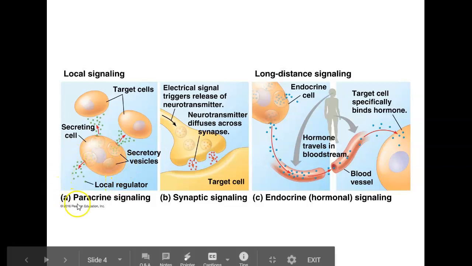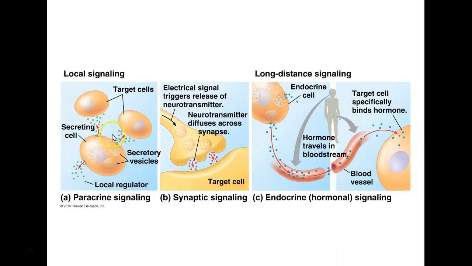Paracrine signaling is also another local signaling type. It is, again, where secretory vesicles are unloading some kind of growth factor or signaling molecule that will then go along to receptors on a close cell in the surrounding area and have a response.